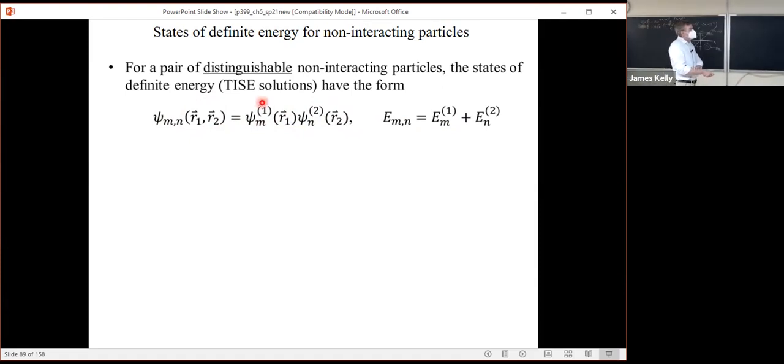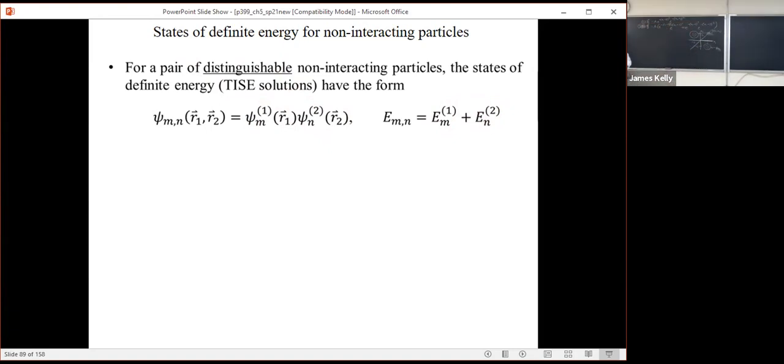You might say, well, why is there a 1 here and a 2 here? Wouldn't it be enough to just put a psi m and a psi n? Well, not necessarily, because these are distinguishable particles. They may have different masses. They may have different charges. And therefore, these states of definite energy corresponding to particle 1 and particle 2 may be totally different. And the energies may depend on the mass and the charge of particle 1, the mass and the charge of particle 2. So we do have to keep them straight like that.